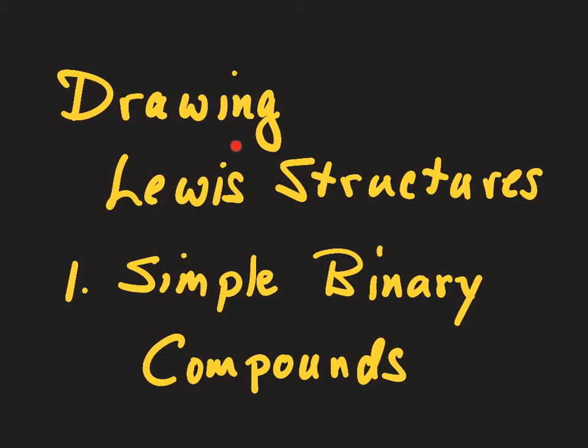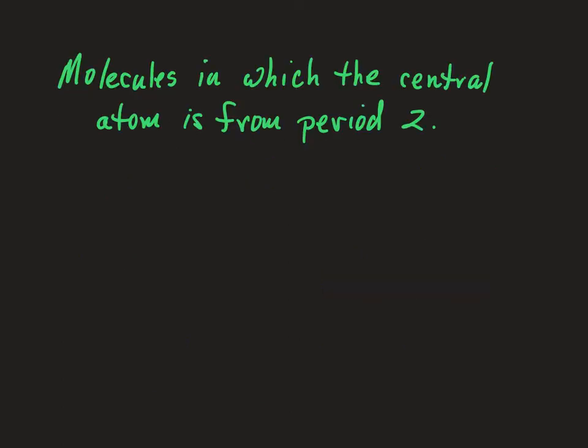This video is going to be about drawing Lewis structures. I'm going to try to keep these short, so we'll start off with simple binary compounds and look at the basics of drawing Lewis structures. We'll start with molecules in which the central atom is from period 2.